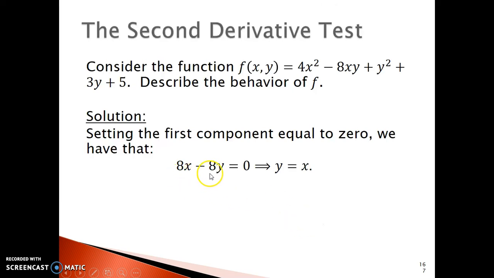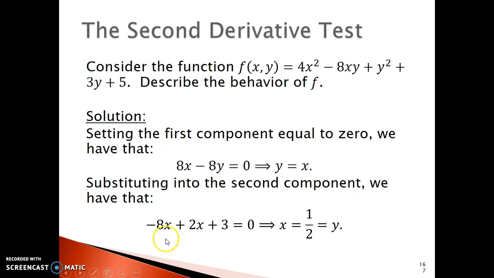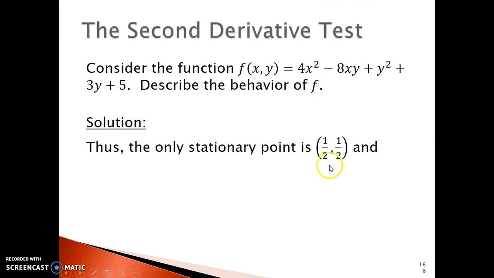From the first piece, if 8x minus 8y equals 0, we can conclude that y must be equal to x. Then with the second piece, we can replace the expression 2y with 2x, since y is equal to x, and solve this simple linear equation to find that x equals 1/2. Since we know that y is equal to x, y is also equal to 1/2. There are no places where this gradient is undefined. Both components are simply polynomial functions, so we have no difficulties with undefined values there. Therefore, the only critical point, which also happens to be a stationary point, is the point (1/2, 1/2).